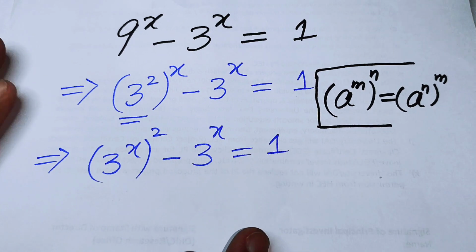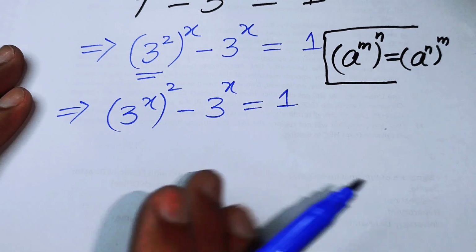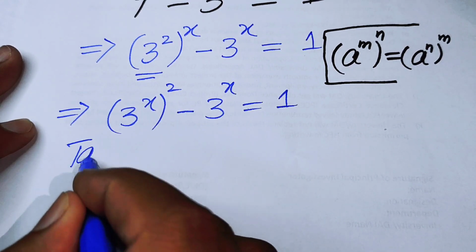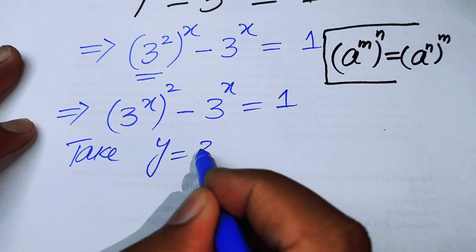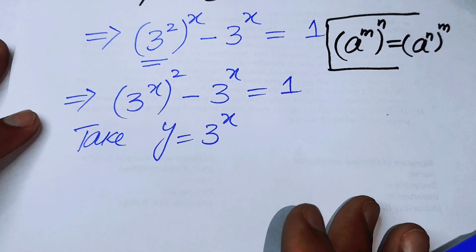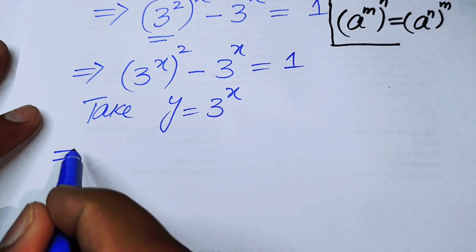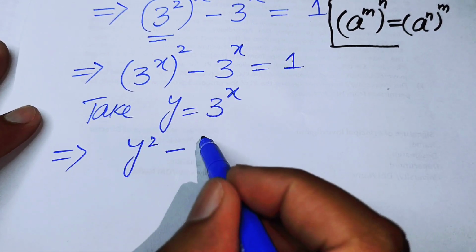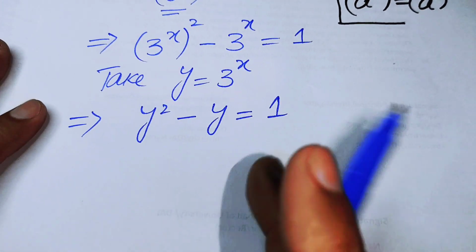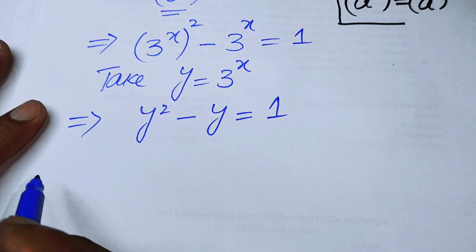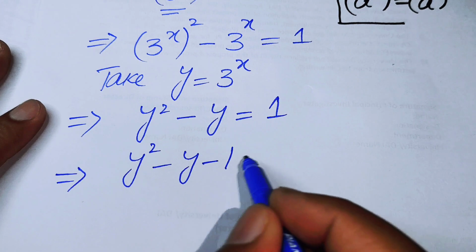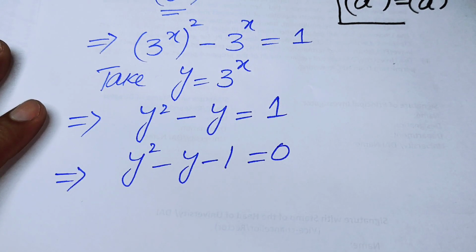1. After that we will change this exponential equation into polynomial form, so that we take y is equal to 3 to the power of x. When we put y is equal to 3 to the power of x, this equation becomes y squared minus y is equal to 1. Now we move this 1 from the right hand side to the left hand side, so it is written as y squared minus y minus 1 is equal to 0.